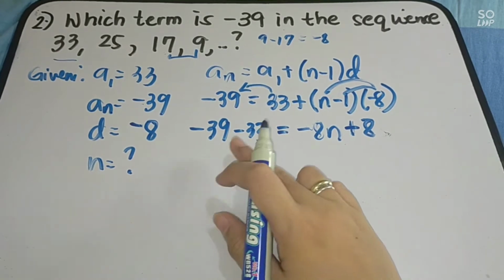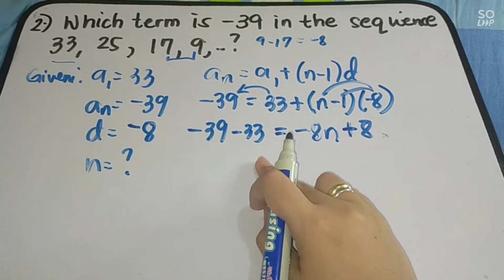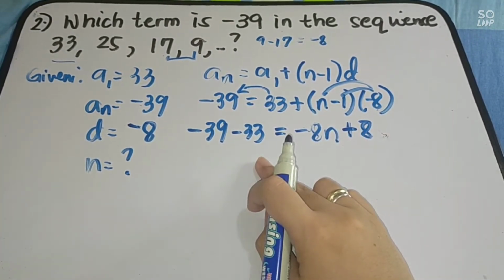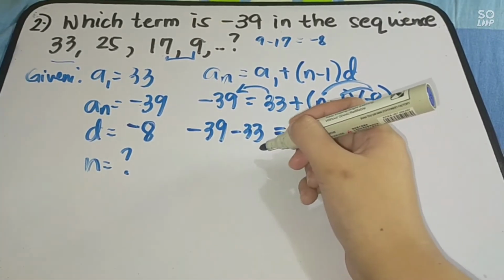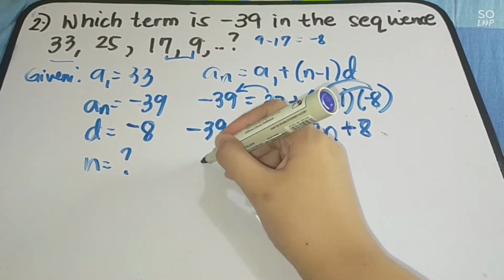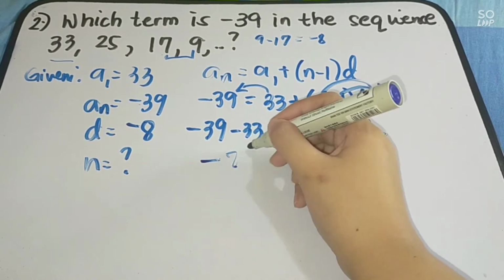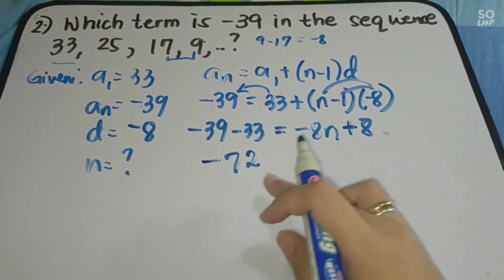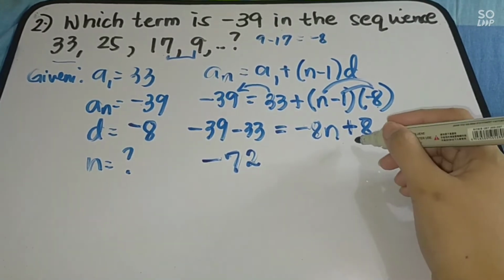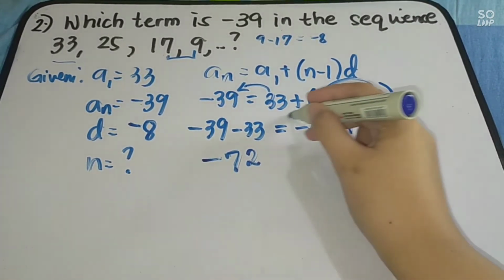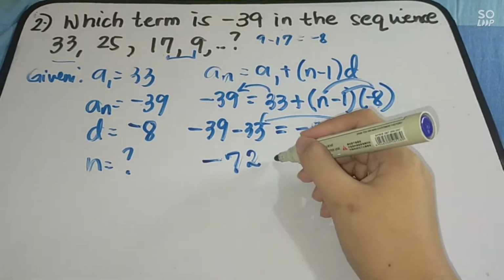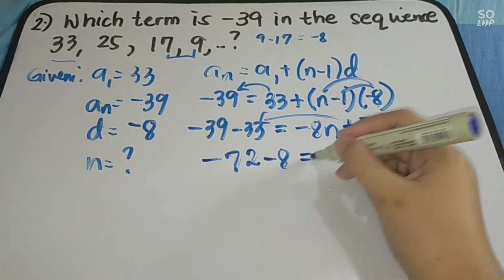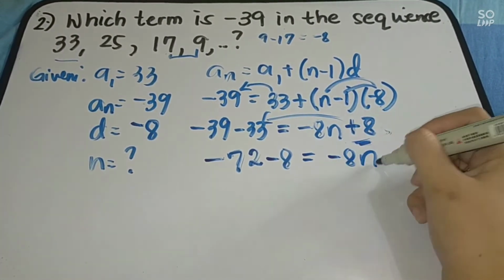Negative 39 minus negative 33. Then, the answer here is negative 72. Just add lang. 39 plus 33, we have negative 72. Then, yung positive 8 mo, lipat mo ulit sa kabilang side. So, it becomes negative 8. It is equal to negative 8n.